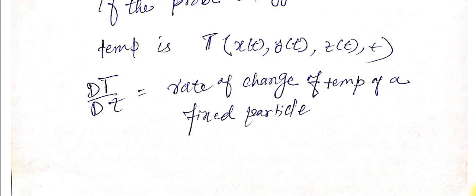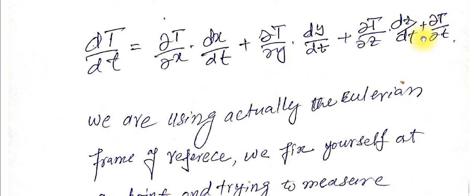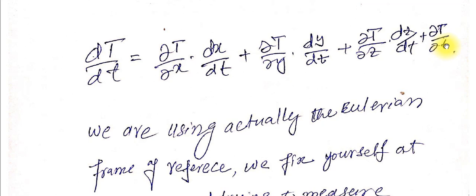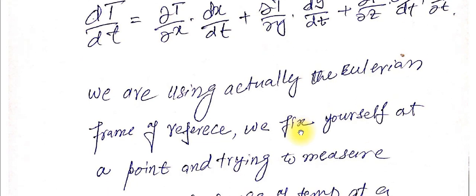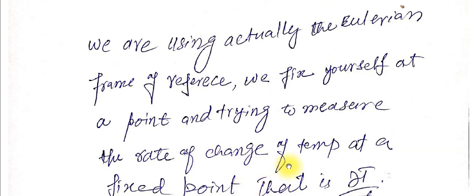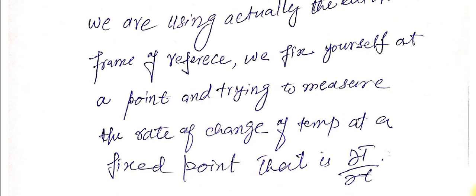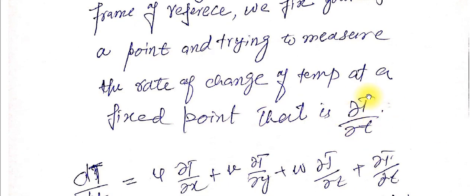Okay, so that's why we have this one. Also partial T by partial t, and this is the partial derivative. This is the derivative, and this derivative is only possible for a point. We are actually using the Eulerian frame of reference. We fix ourselves at a point and try to measure the rate of change of temperature at a fixed point, that is partial T by partial t.